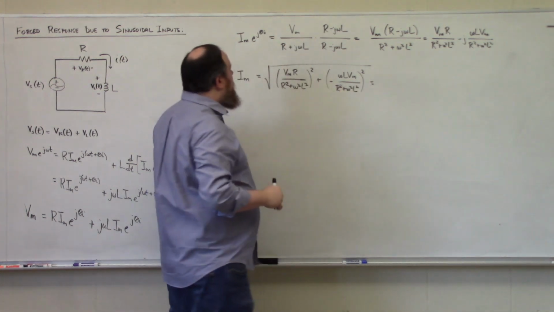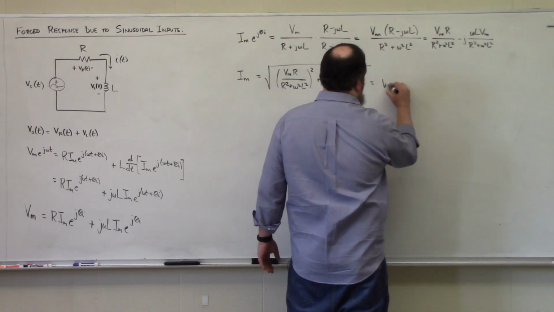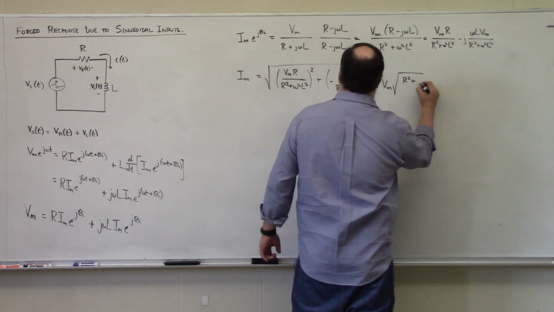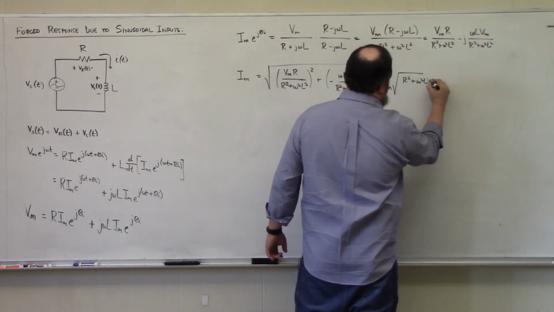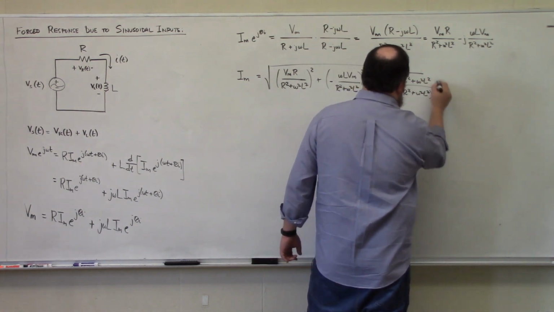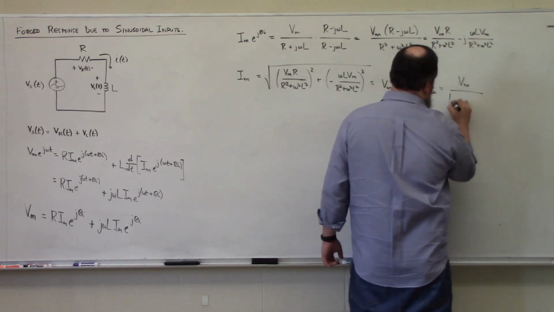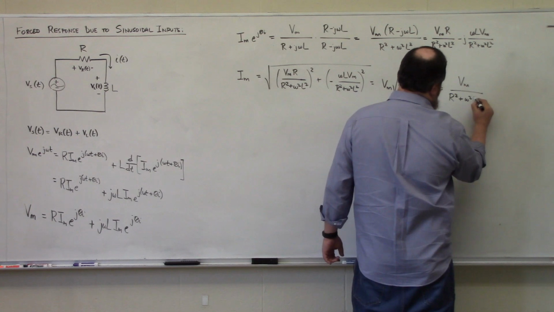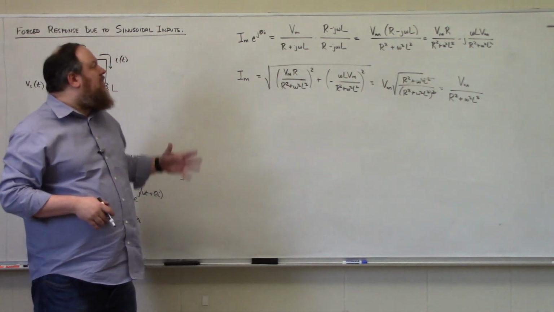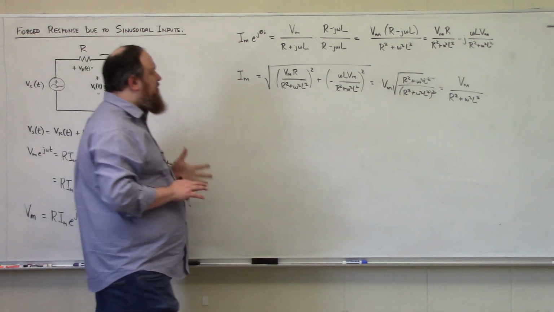We have a common factor of Vm squared in each denominator that we can pull out. So we're going to have Vm multiplied by the square root of R squared plus omega squared L squared divided by R squared plus omega squared L squared, quantity squared, gives us Vm divided by the square root of R squared plus omega squared L squared. So we got the exact same result as our very long and trig identity laden method working purely in the time domain.